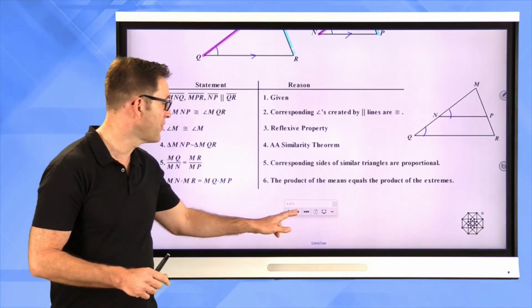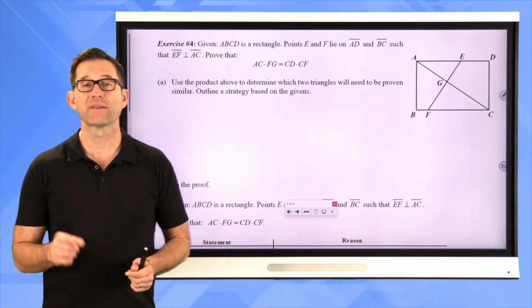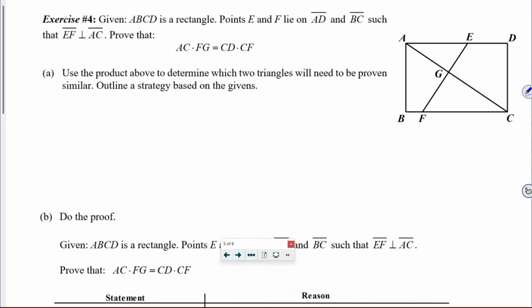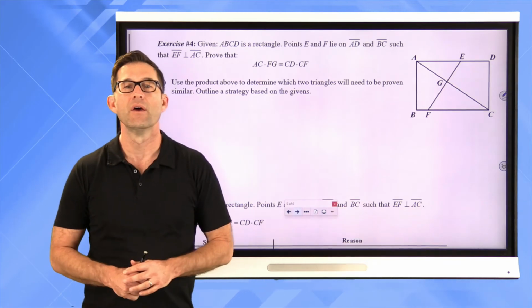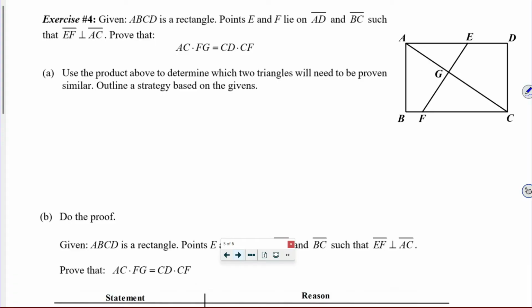Let's look at a more lengthy example of this. Exercise number 4. Given ABCD is a rectangle, points E and F lie on segment AD and BC such that segment EF is perpendicular to segment AC, prove that AC times FG is equal to CD times CF. All right, letter A. Use the product above to determine which two triangles will need to be proven similar. Outline a strategy based on the givens.